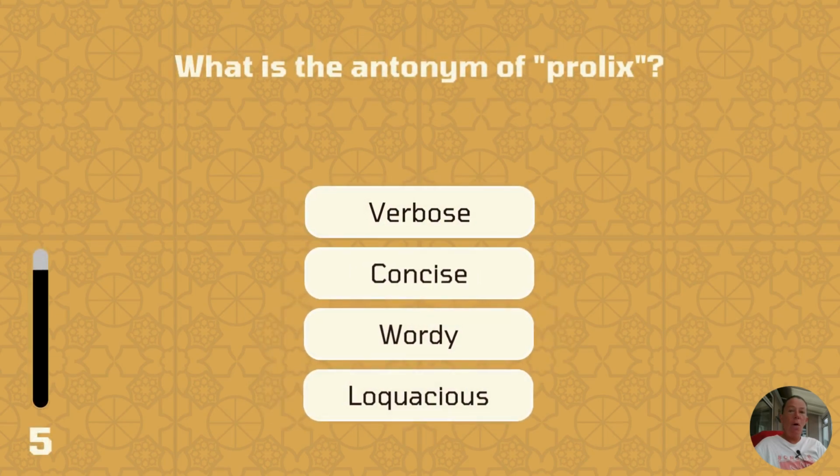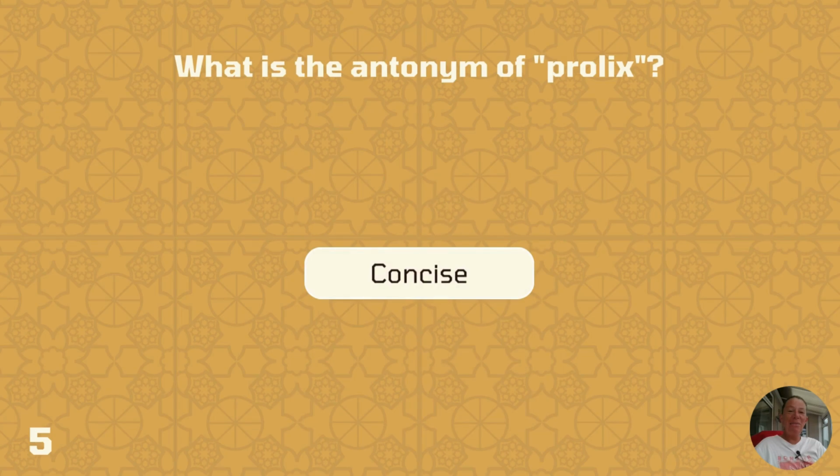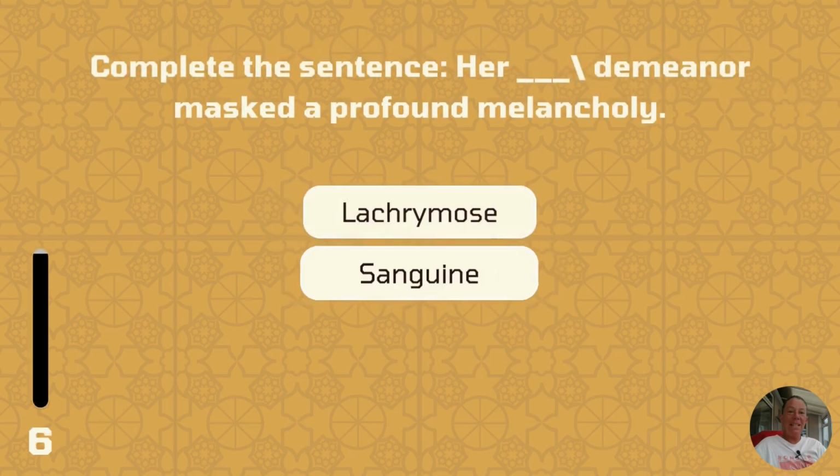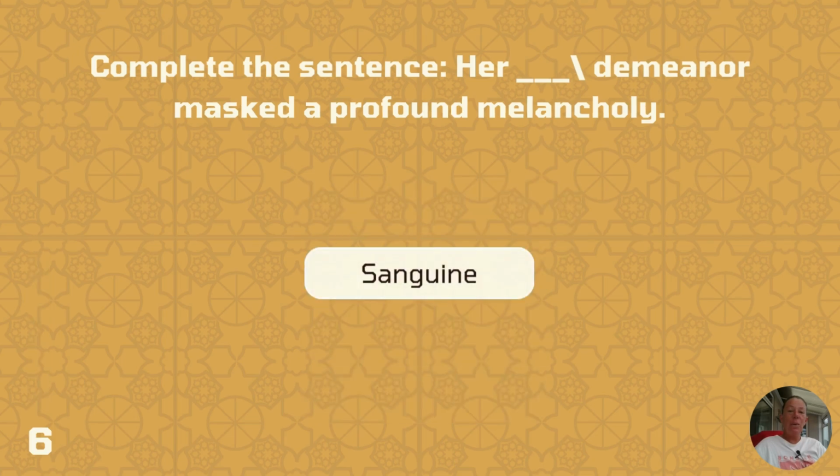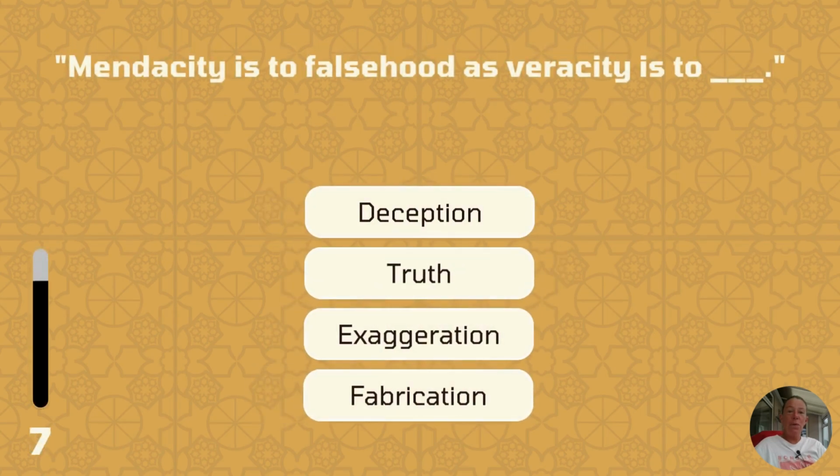What is the antonym of prolix? Verbose, concise, wordy, or loquacious? It's concise. Complete the sentence. Her something demeanour masked a profound melancholy. Lachrymose, sanguine, morose, or sombre? Sanguine. Mendacity is to falsehood, as veracity is to deception, truth, exaggeration, or fabrication. Truth.